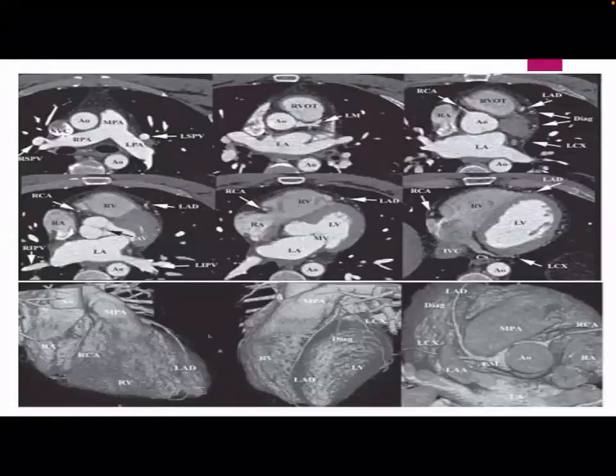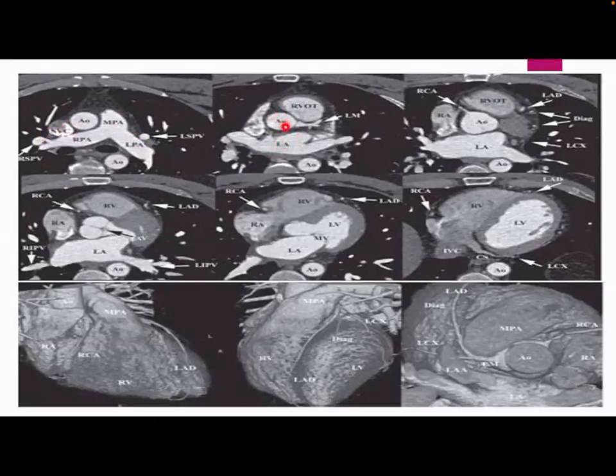This is axial slice CT. In different view, we can see this is the CT with contrast. This is the ascending aorta. This is the descending aorta, main pulmonary artery dividing into right and left pulmonary artery, and these are the left superior pulmonary vein and right superior pulmonary vein, and this is the superior vena cava. This is the left atrium.